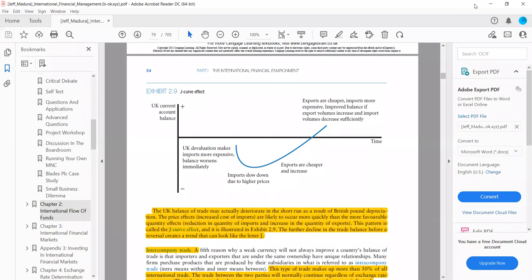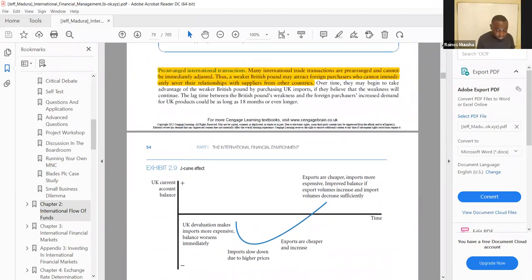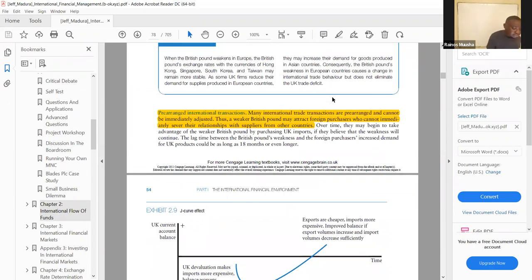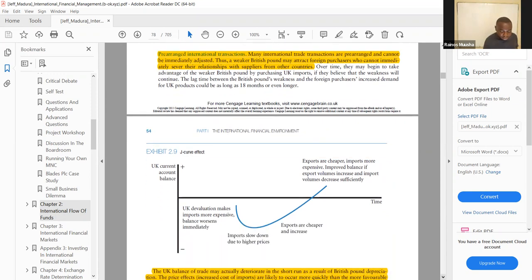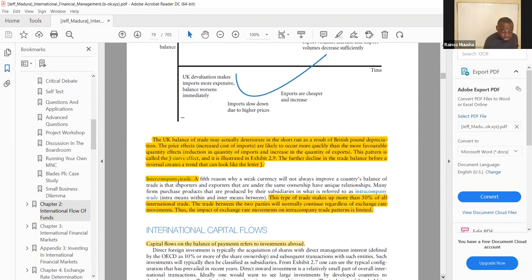All right. Now, remember we said sometimes this weakening of the currency might not have the intended effect because of pre-arranged international transactions. These pre-arranged international transactions can be due to intercompany trade, for example, a parent company trading with its subsidiary. Maybe the parent company is the one producing the main product that the subsidiary is going to be selling in the countries where it operates.